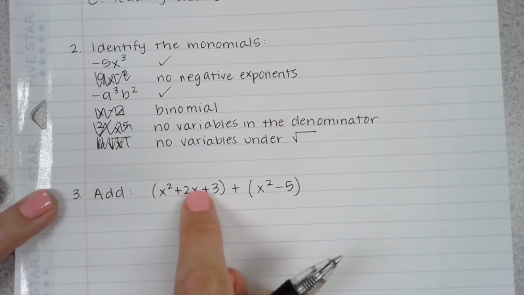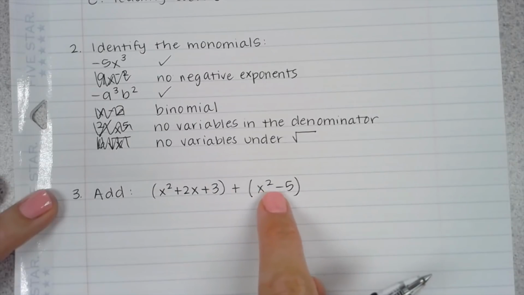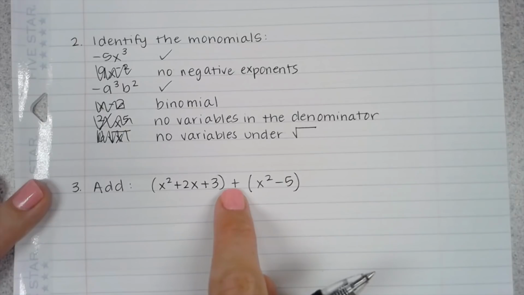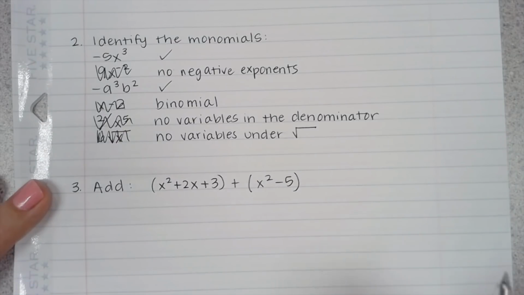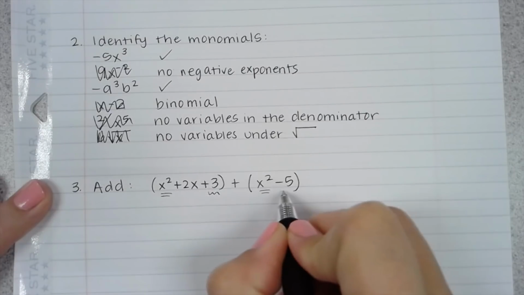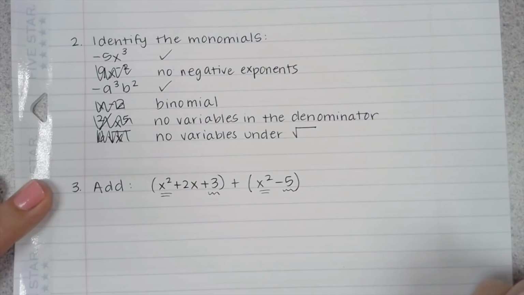These are in parentheses to signify that this is one polynomial. These are in a second set of parentheses to signify that this is its own polynomial, but it does have a plus sign in the middle, so all I'm doing is combining like terms. These two will go together, and then these two will go together, and that's the best that I can do.